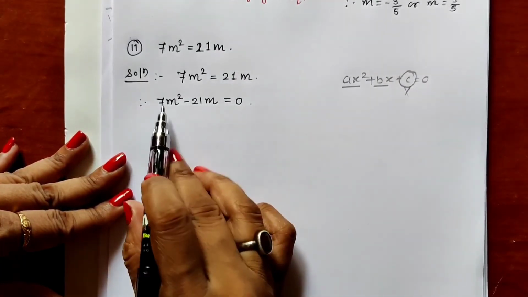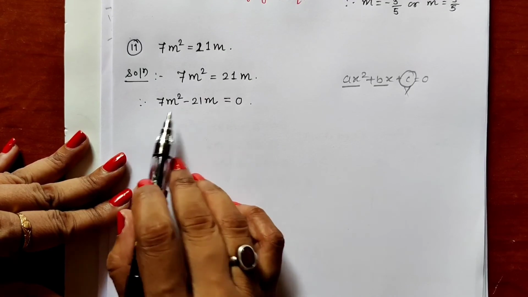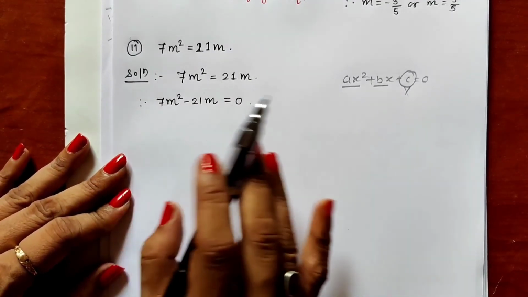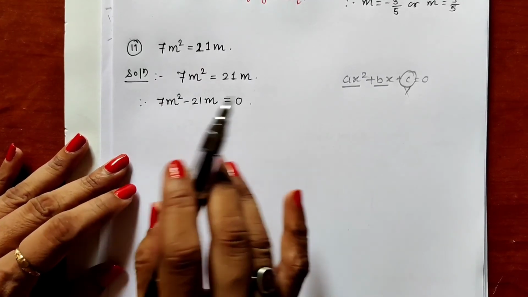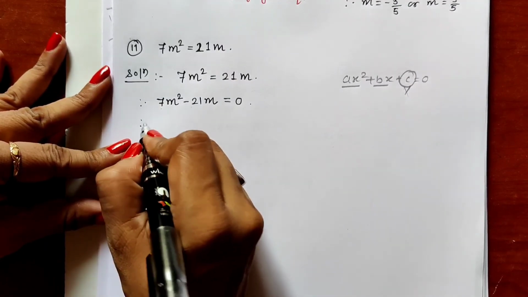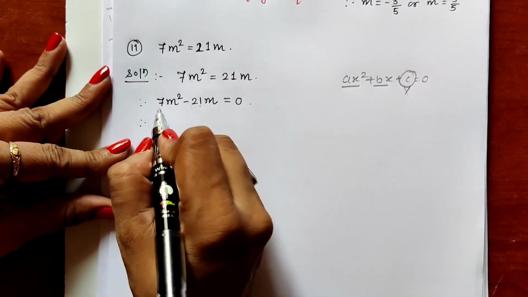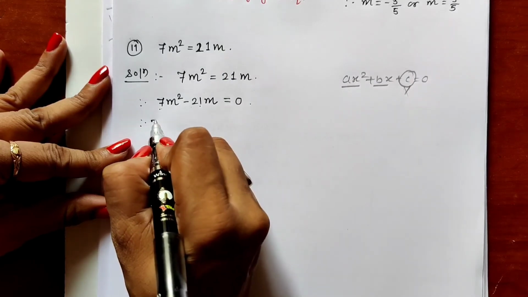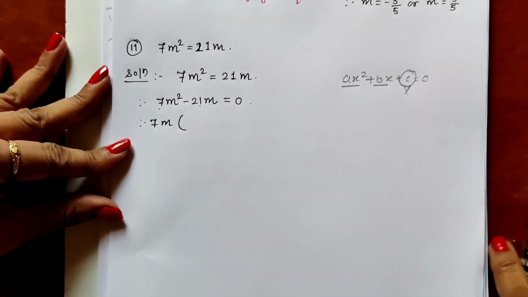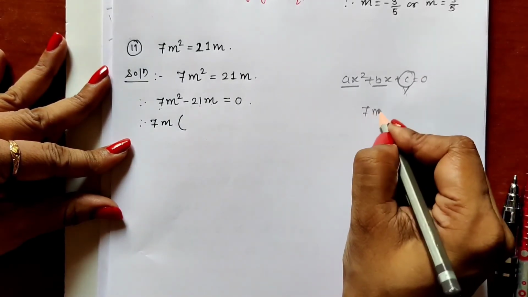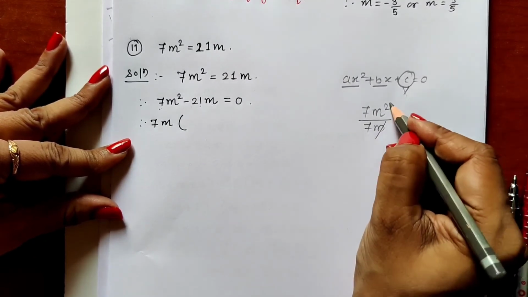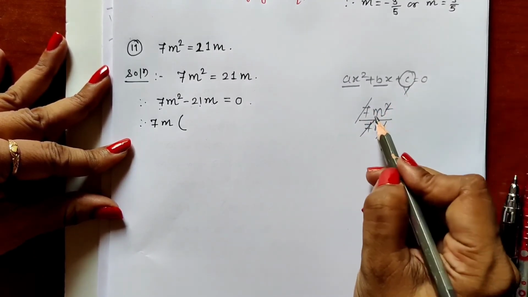0. When the first term and middle term are given, in such cases we can directly take out common. Taking out common is the method for solving this type of sum. So take out common from these two terms. We can see that 21 is divisible by 7, so the smaller number 7 is common. With m square and m, m is common. From 7m square, we have taken out 7m common. That means m cancels with m square, 7 cancels with 7, and 1 m is remaining.